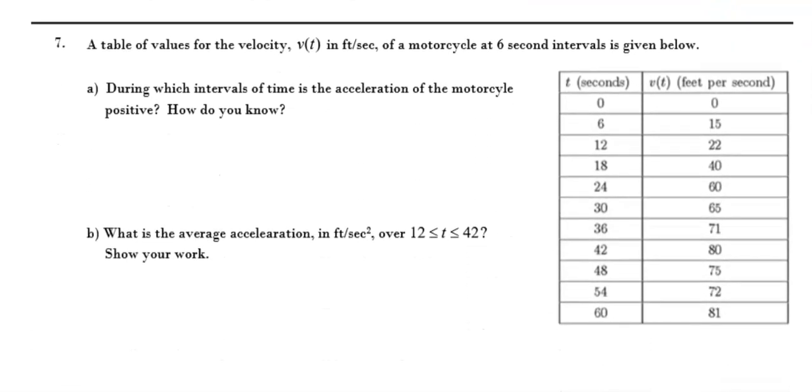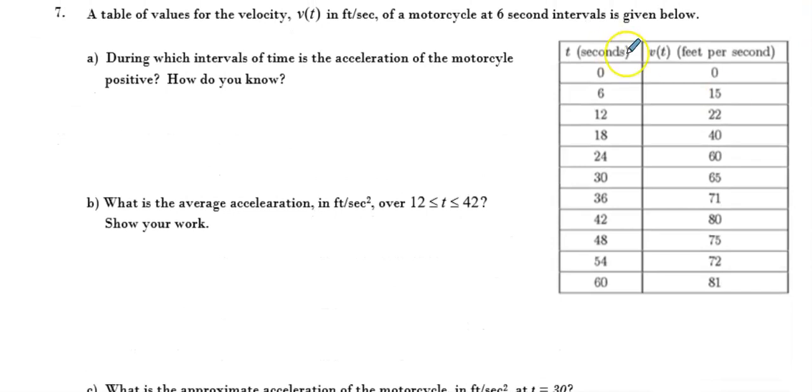Speeding up, slowing down, we've talked about that so many times. So this is a really good question, number 7. So I'm going to go over this one. It says a table of values for the velocity of a motorcycle at 6-second intervals is given below. During which intervals of time is the acceleration of the motorcycle positive? So remember, we're looking at velocity here. Now, one of the things you can do that would be really tedious is you could literally plot all these points and see when the acceleration is positive, that means that the velocity is increasing. So that kind of goes back to the question I was just talking about, that the velocity is increasing.